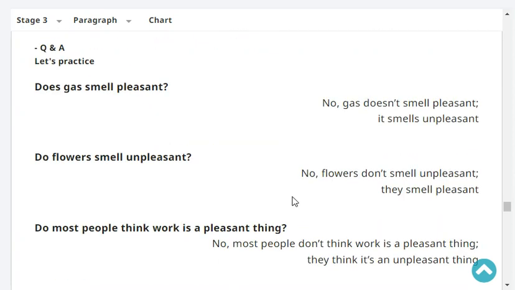Let's practice. Does gas smell pleasant? No, gas doesn't smell pleasant. It smells unpleasant. Do flowers smell unpleasant? No, flowers don't smell unpleasant. They smell pleasant.